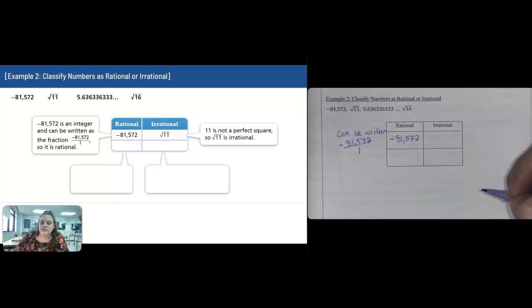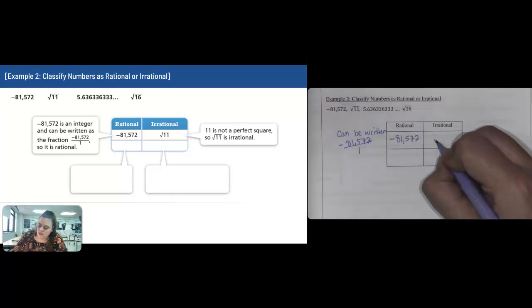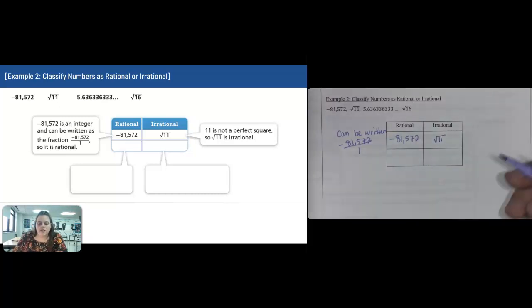The square root of 11. Because 11 is not a perfect square, that is where you saw with our estimations that we can't get an exact amount. So the square root of 11. So anytime we don't have a perfect square, that square root is irrational.